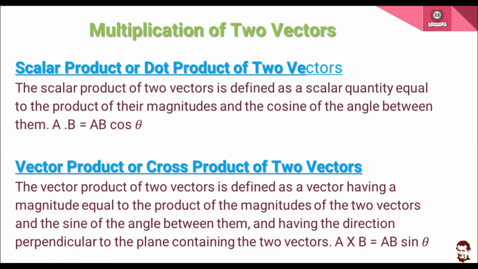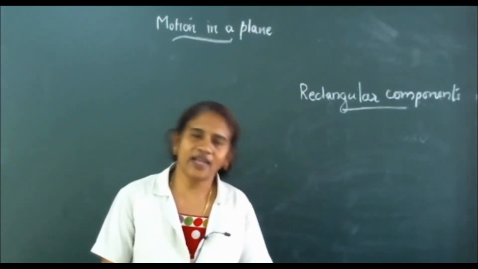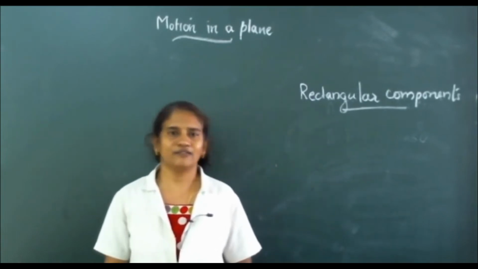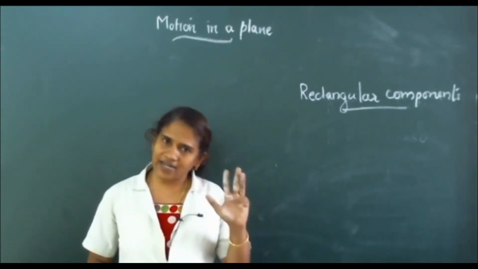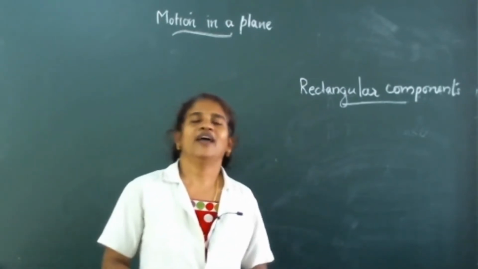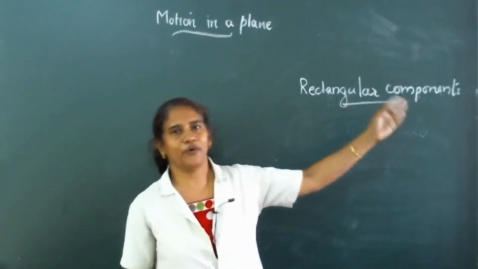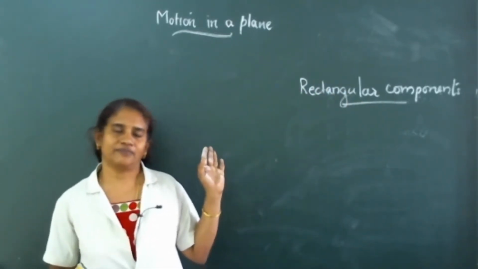Okay, fine. The formula: A cross B is AB sin theta and A dot B is AB cos theta. One is the scalar product and the other is the vector product. Fine. So we have studied addition and multiplication. Now we are moving on to another part, rectangular components of a vector.